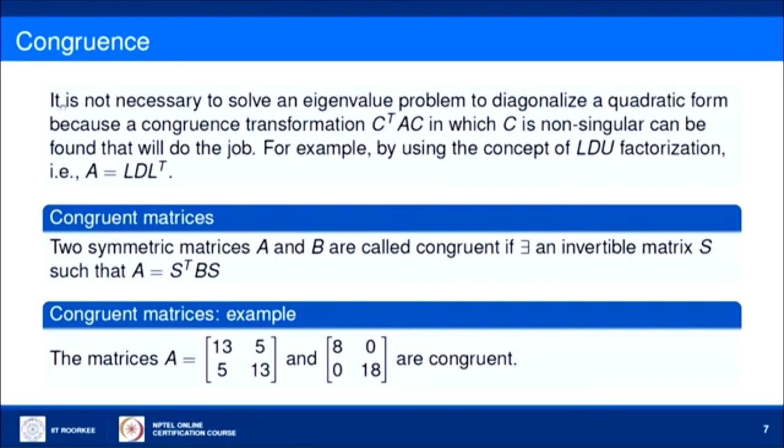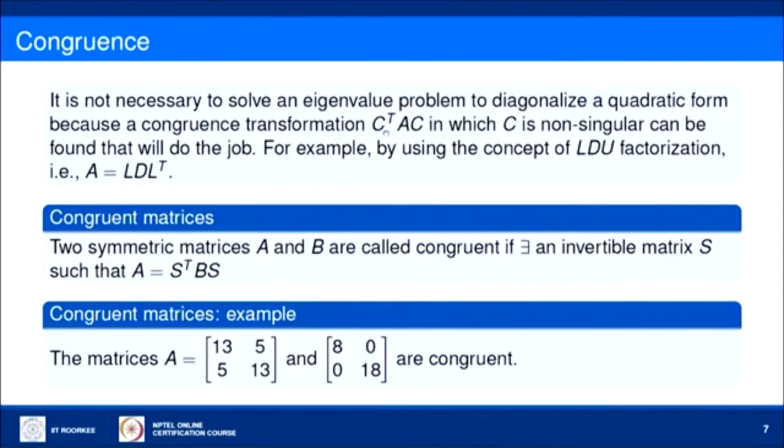Now, let us see another application of quadratic forms. So, it is not necessary to solve an eigenvalue problem to diagonalize a quadratic form, because when you are performing the diagonalization of the associated quadratic form and the corresponding matrix, you need to calculate eigenvalues and then eigenvectors. So, it will take a lot of computation.